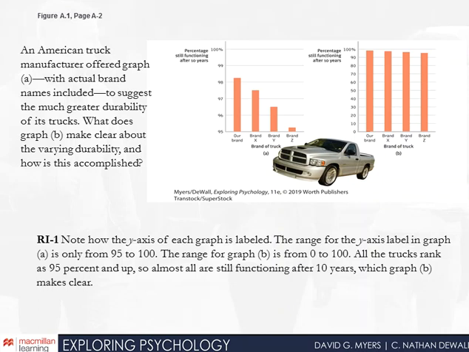So look more carefully. Note how the y-axis on each graph is labeled. The range for the y-axis in graph A is only from 95 to 100. The range in graph B is from 0 to 100. All the trucks rank at 95% and up, so they're all really quite good when it comes to durability. There's really no real difference after 10 years of functioning, and that's what graph B makes clear.